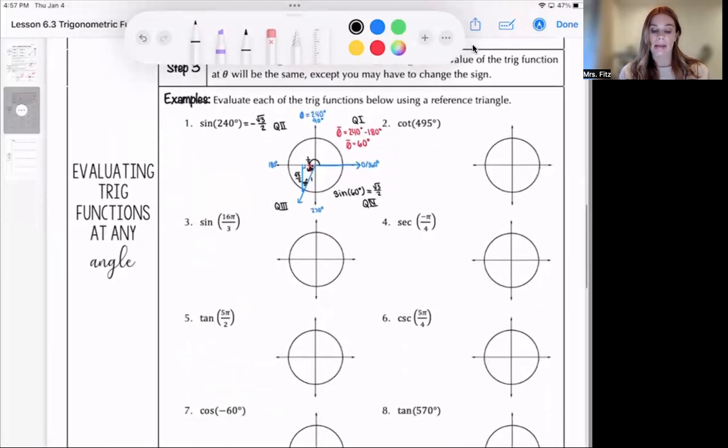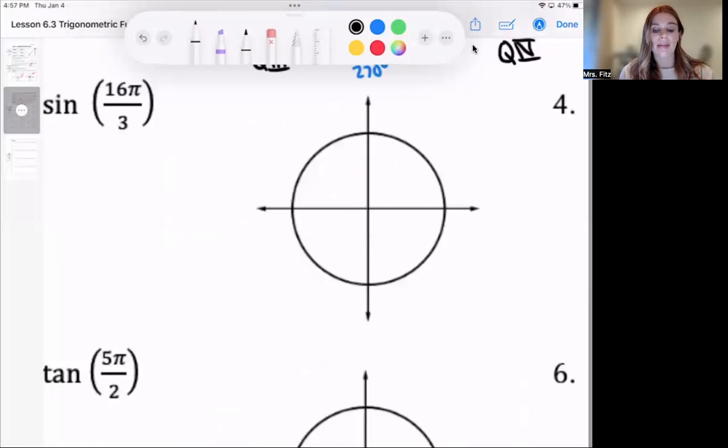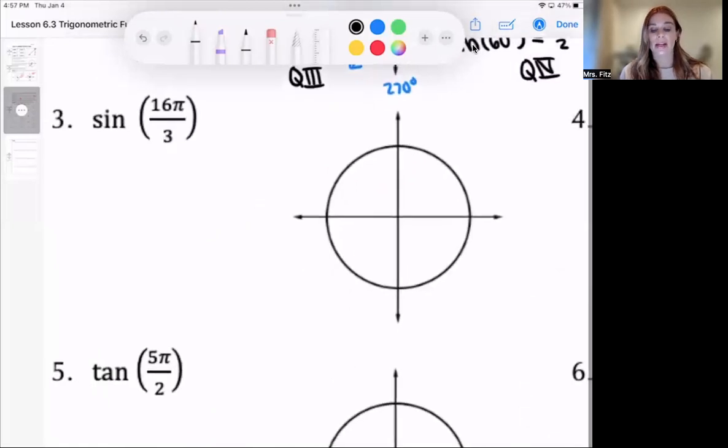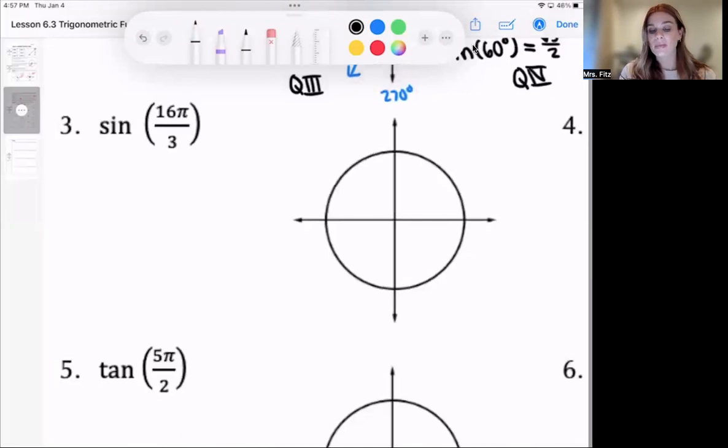Let's take a look at number 3. So I have 16 pi over 3, and we're finding sine. We always start at our initial side, which is the positive x-axis. We're in radians, so I'm going to go ahead and label these in radians. Next we are going to rotate counterclockwise since we have a positive angle. Now this is 16 pi over 3.